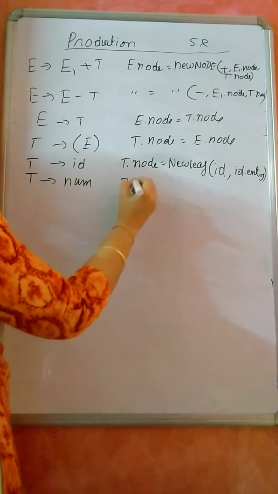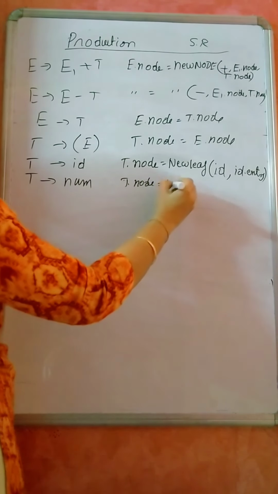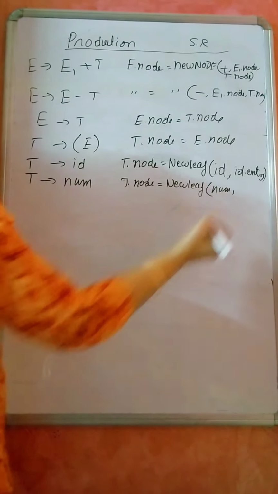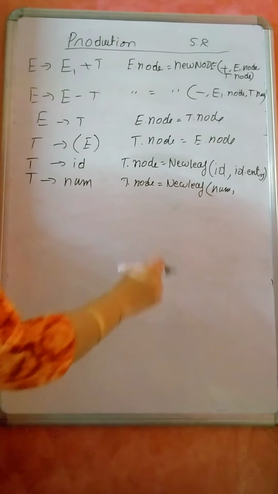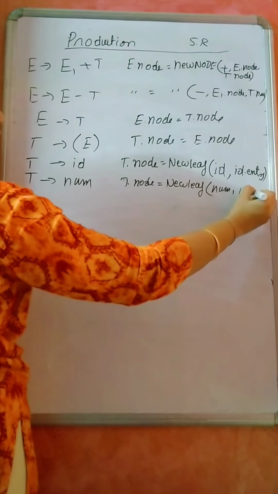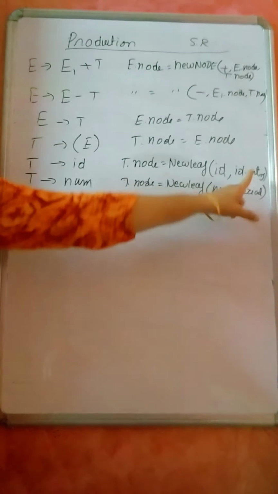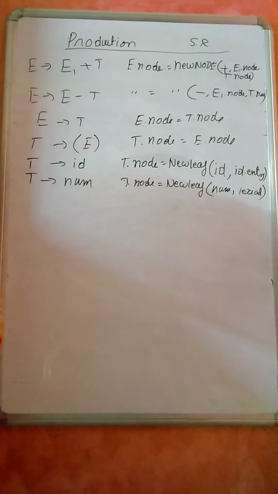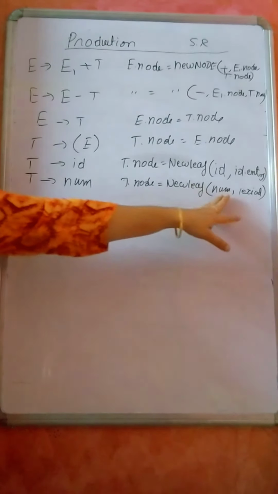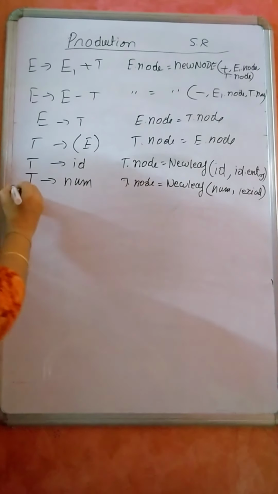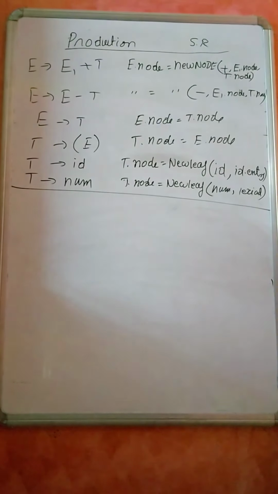So here T dot node is equal to new leaf. So it is number, that is the OP field now, and the lexical value provided by this one. Why is it ID dot entry here? Because we are taking the information from the symbol table entry. That's why I have written ID dot entry. But when it is a number, directly the number 4, 3, like that we are getting it from the lexical analysis phase. So now this is the grammar we are using for construction of the syntax tree.